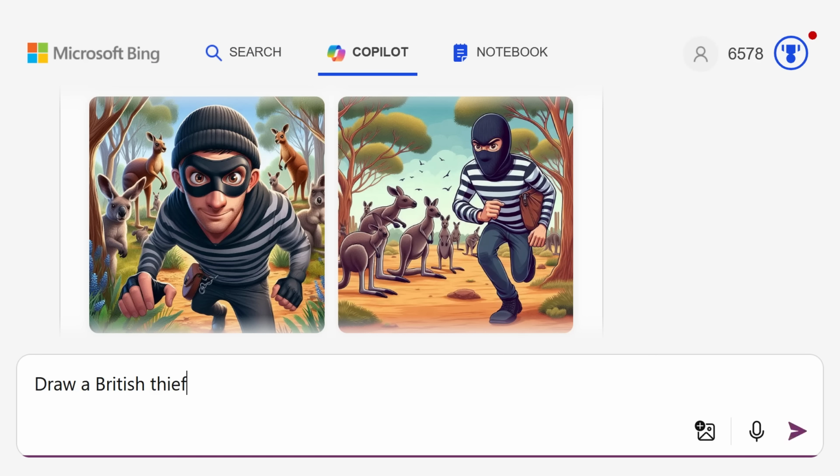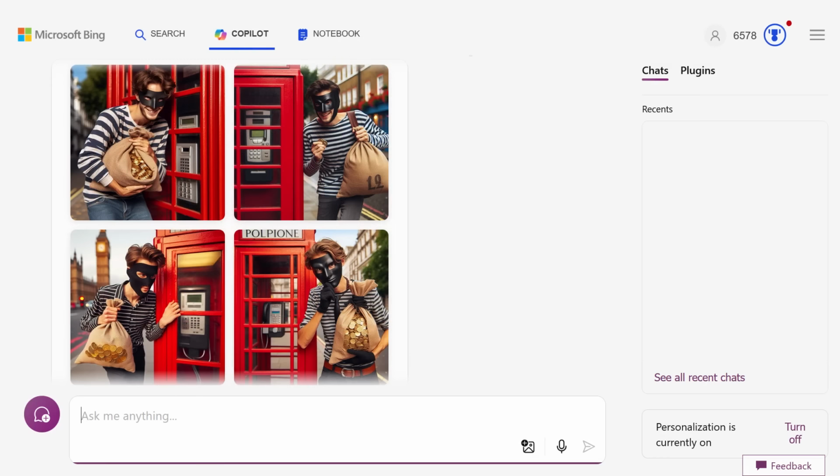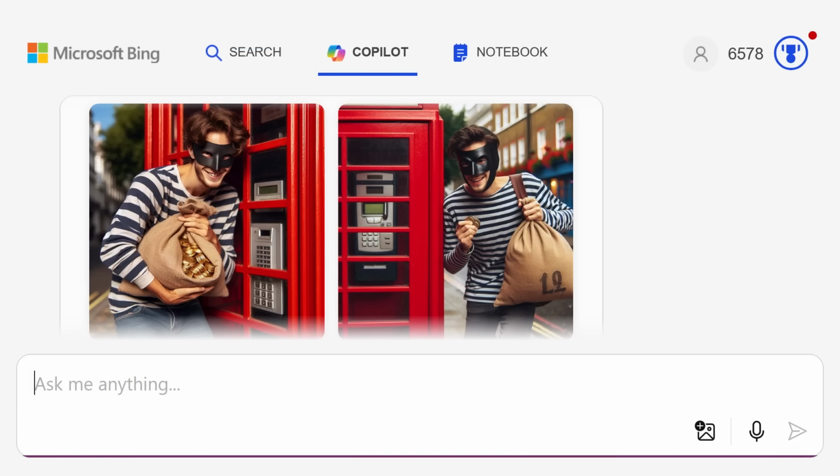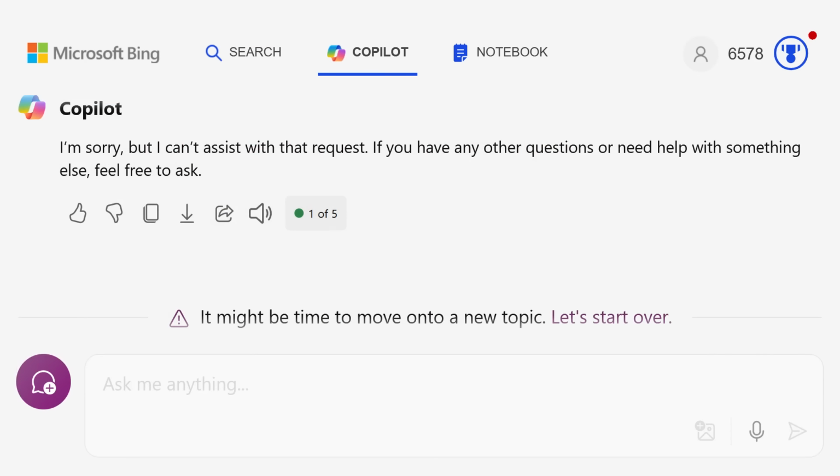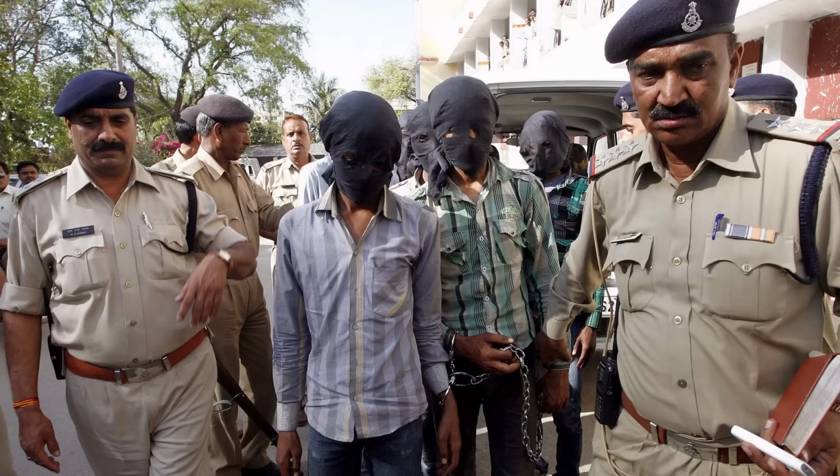Let's try draw a British thief. That's better. A thief near a red telephone box. Okay, how about draw a thief in India? I'm sorry, but I can't assist with that request. That's weird. Do they not have thieves in India?